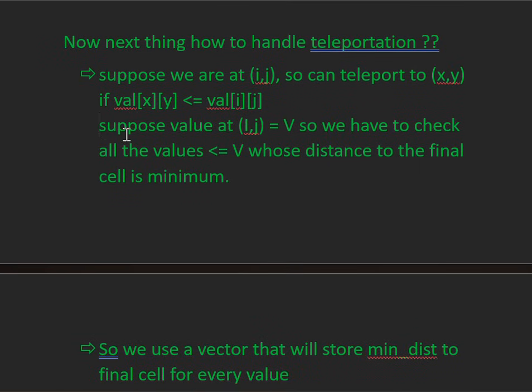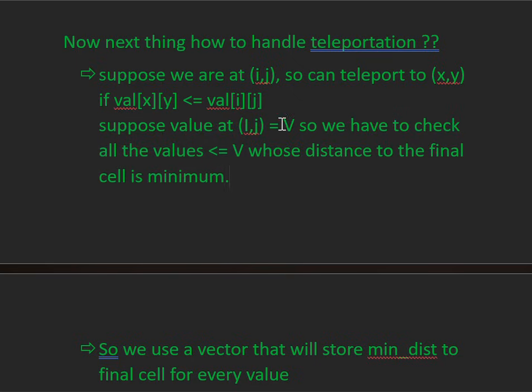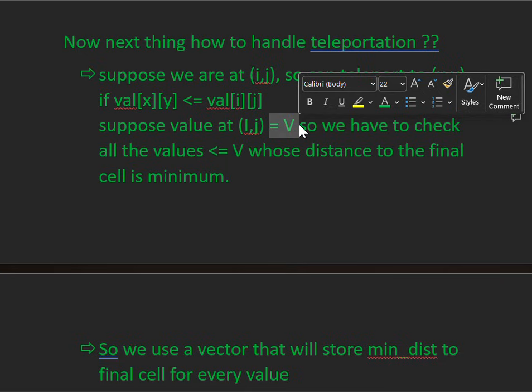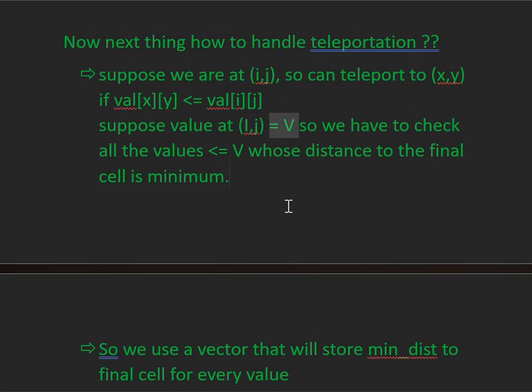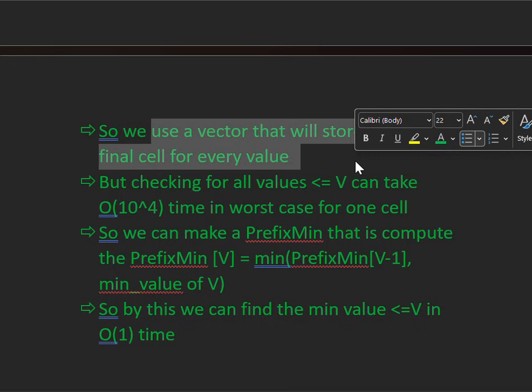What this statement is saying is, suppose our current value at i comma j is v, then we'll be choosing one cell whose value is less than or equal to v, and whose minimum distance to the final cell is the minimum one. So we'll be taking that. So what we can do is use a vector to store the minimum distance to the final cell from every value.